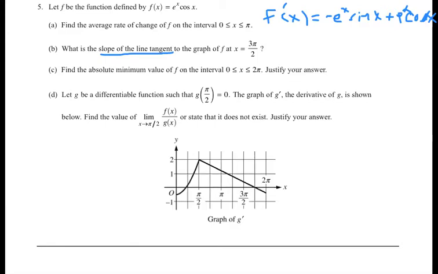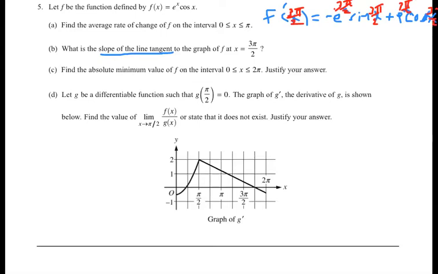Now I need to plug in 3 pi over 2. So 3 pi over 2 would plug into that x, and 3 pi over 2 into each of the x's in the derivative.